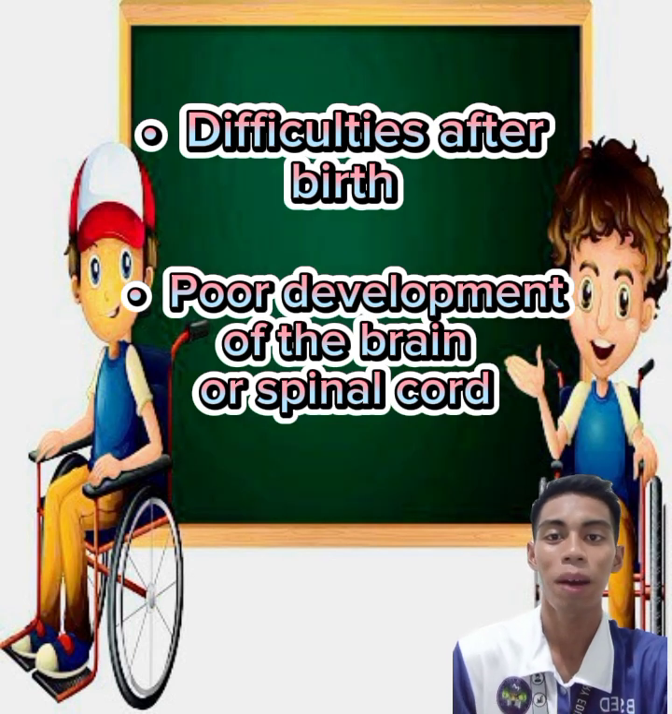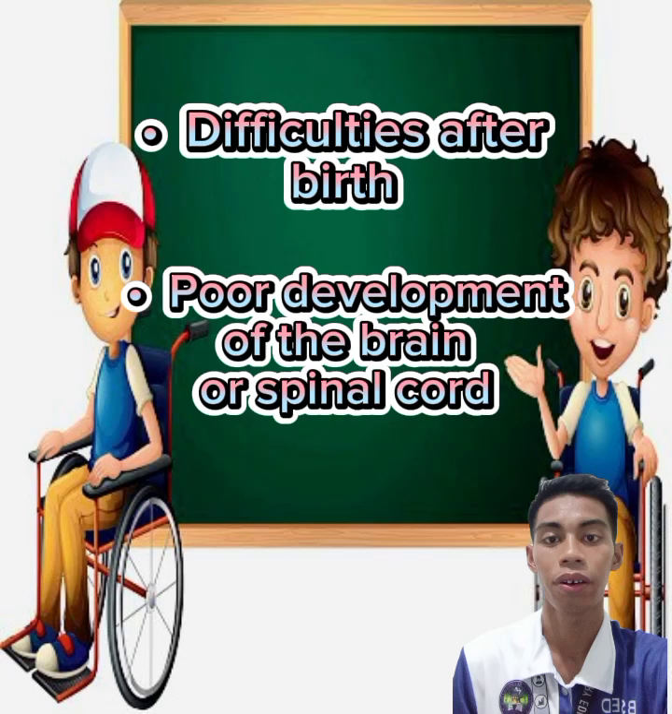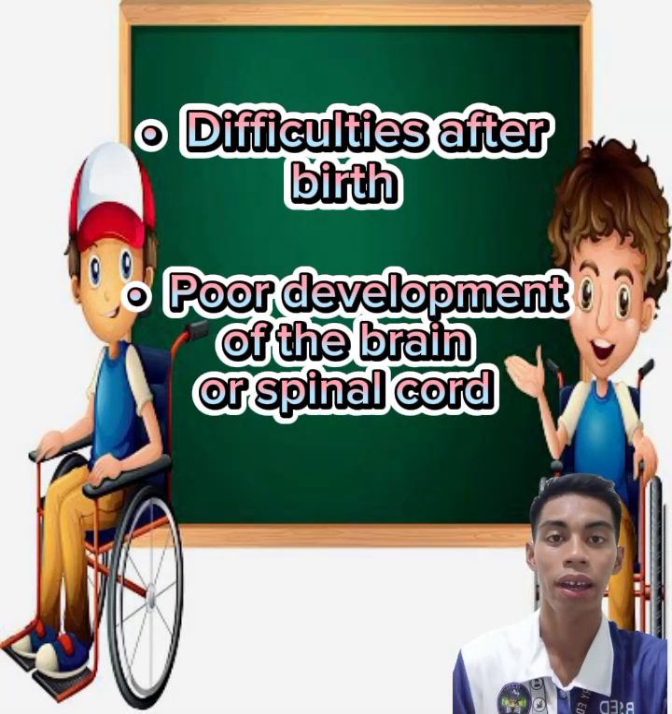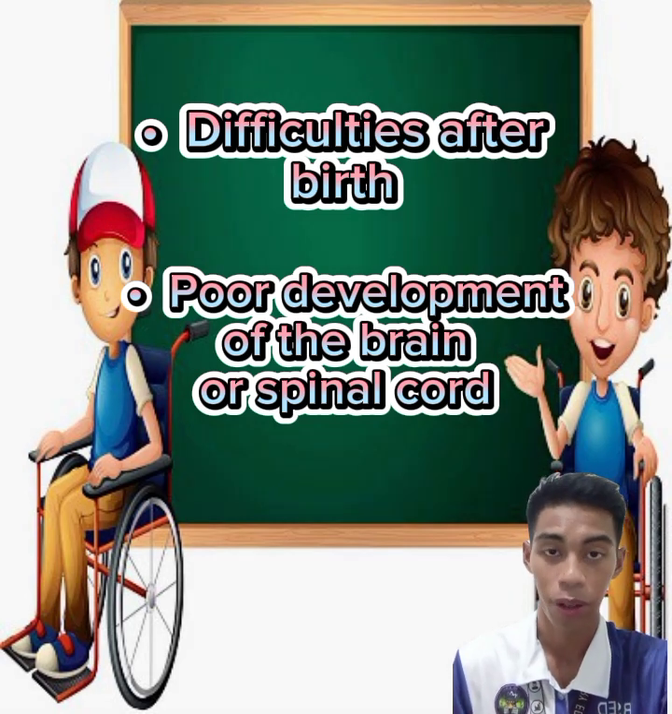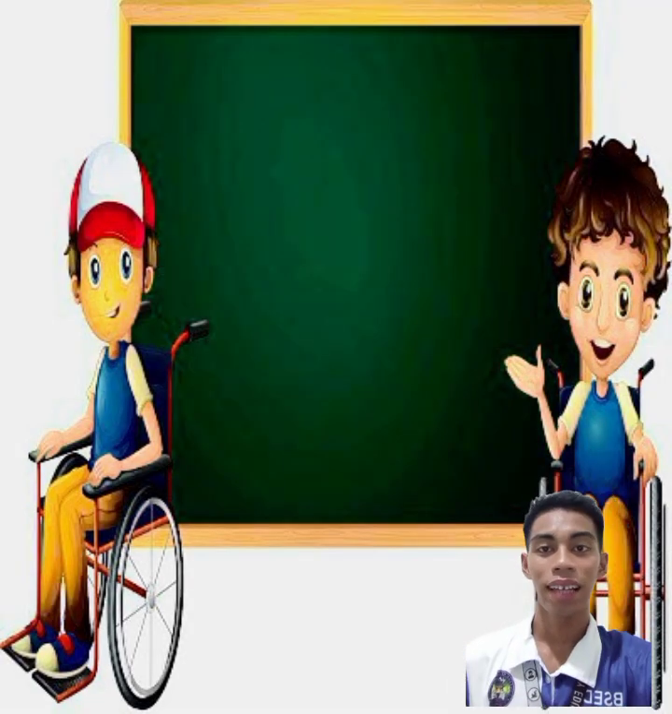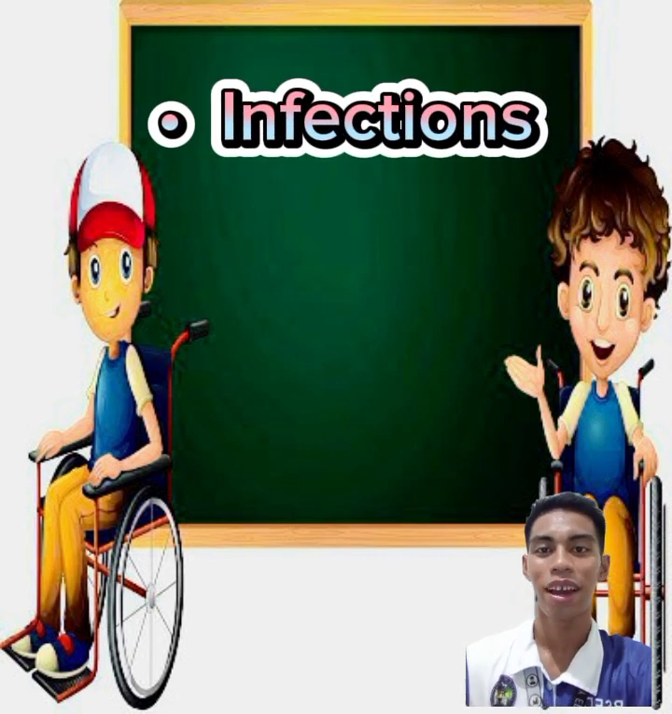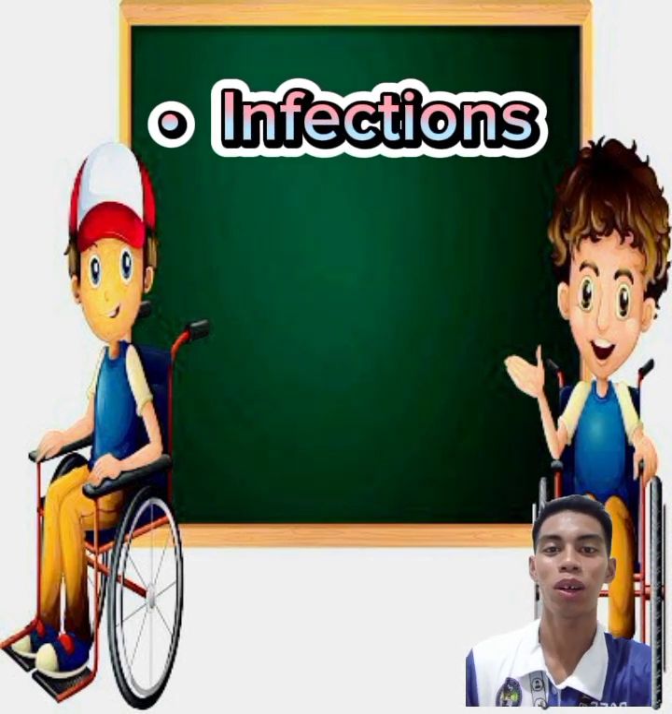paralysis. Spinal cord damage can result in paralysis, incontinence, and loss of sensation to areas of the body reached by nerves below the level of the defect. That's the reason why poor development of the brain or spinal cord can be a cause of multiple disabilities. Another cause of multiple disabilities is infections. Infections also contribute to a disability during early childhood.